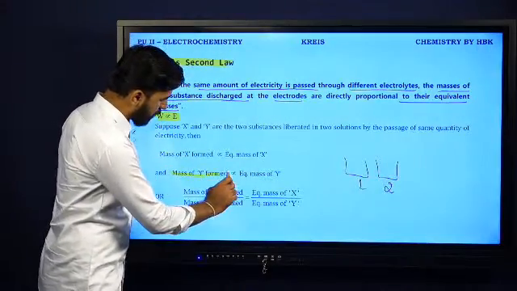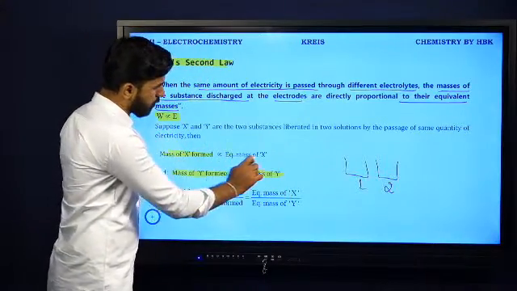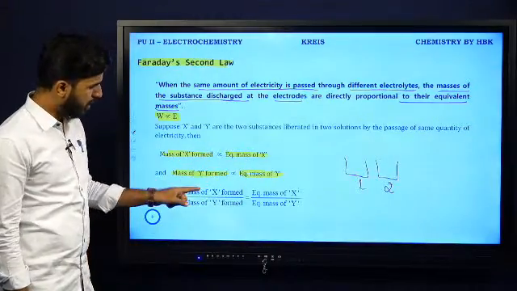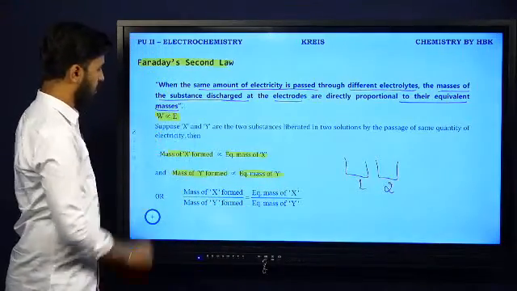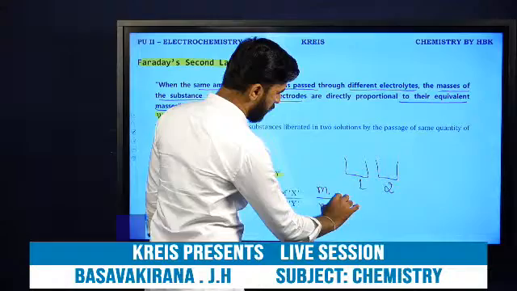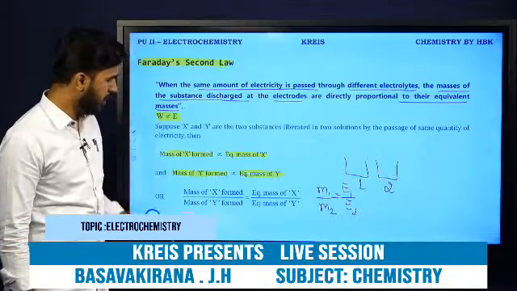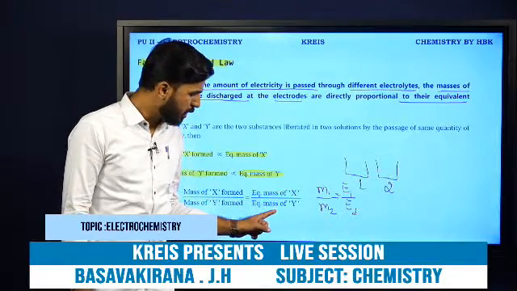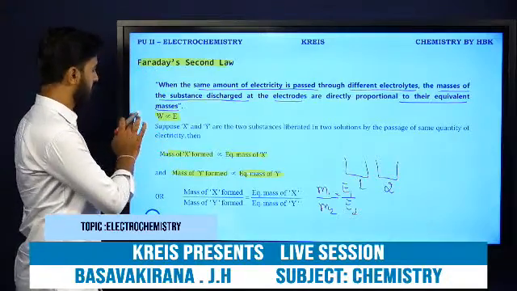So since we have defined it as mass of Y formed is proportional to equivalent mass of Y, and mass of X is proportional to equivalent mass of X. Therefore, we can take it as mass of X by mass of Y is equal to equivalent mass of X by equivalent mass of Y. Same thing, m1 divided by m2 is equal to E1 divided by E2, where m1 is mass of one substance, m2 mass of second substance, E1 is the equivalent weight of first substance, and E2 is the equivalent weight of second substance. Clear? This is Faraday's second law.